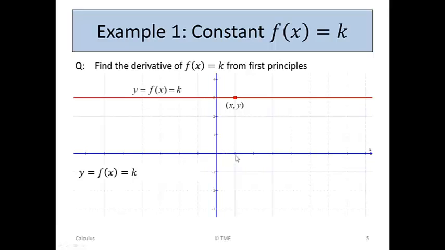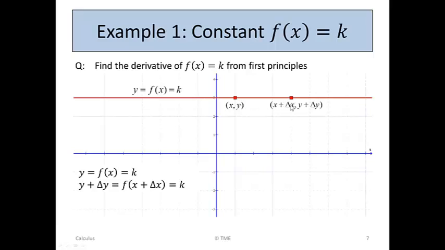So our point (x, y) satisfies this function. If we put in the value of x, we find that the y value is on the line y equals k. If we take a different value, x plus delta x, we get f(x plus delta x) is y plus delta y. And that too is equal to k. So another point, (x plus delta x, y plus delta y), is also on this line.